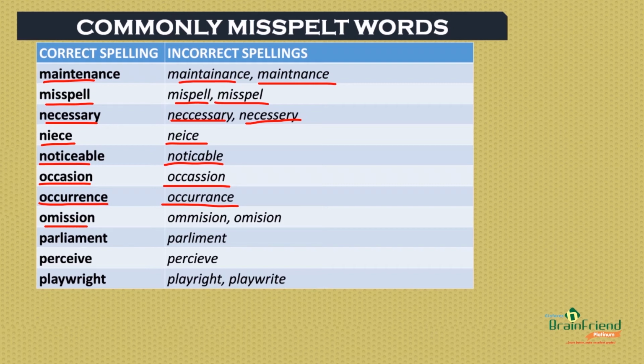Also, we have omission, spelled O-M-I-S-S-I-O-N, wrongly spelled as O-M-M-I-S-I-O-N or O-M-I-S-I-O-N. Next, we have parliament, spelled as P-A-R-L-I-A-M-E-N-T, wrongly spelled as P-A-R-L-I-M-E-N-T. Next, we have the word perceive, spelled as P-E-R-C-E-I-V-E, but wrongly spelled as P-E-R-C-I-E-V-E.